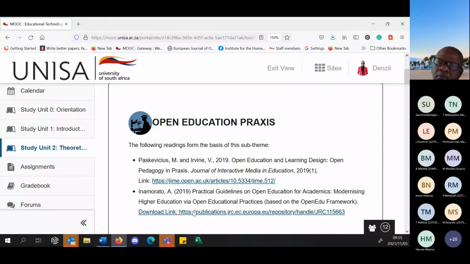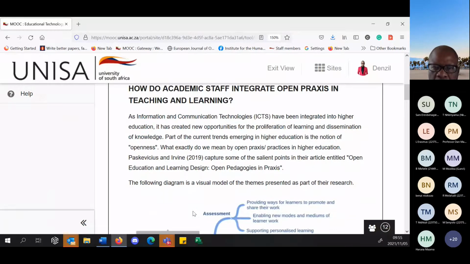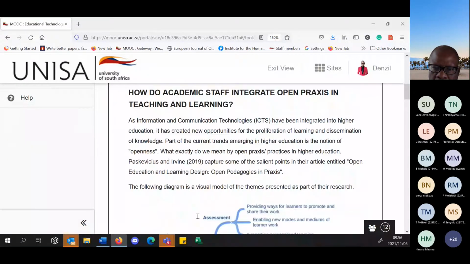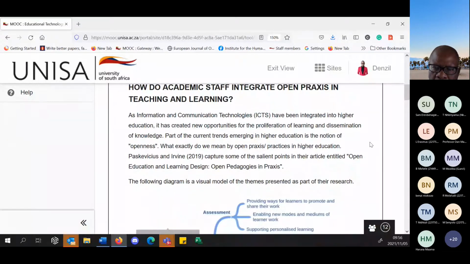So let's look at this. How do academic staff integrate open practice in teaching and learning, right? As information and communication technology has been integrated in higher education, we're now seeing new opportunities for the proliferation, meaning the spreading, of learning and teaching and dissemination of knowledge. And part of the current trends emerging in higher education is the notion of openness. What does it mean for us to be open in terms of our teaching and learning? Does it just mean throwing our content up in an open space where everybody can access it? Does it mean that we have open classes? It's a much, much bigger debate than that.